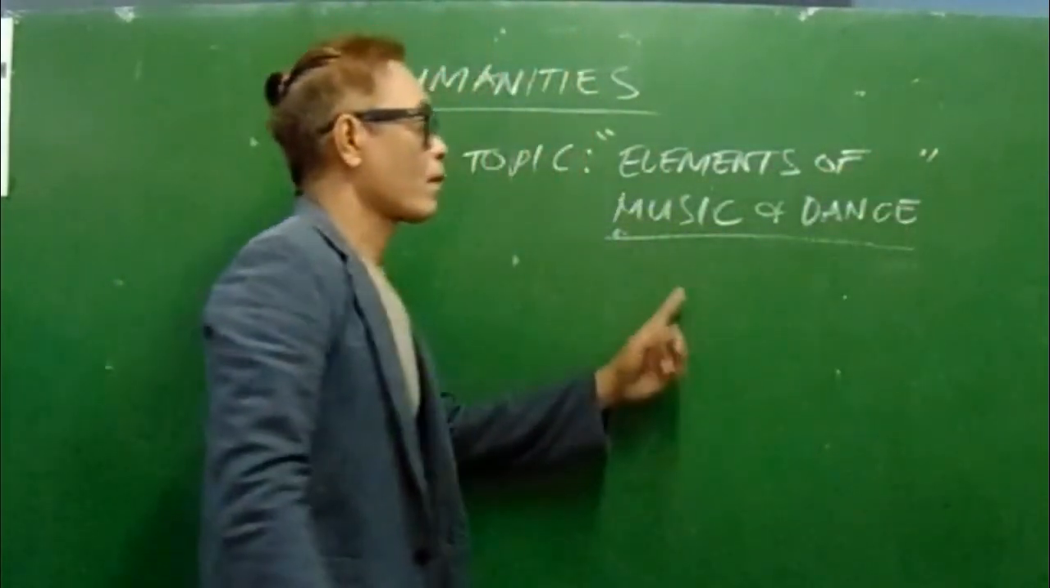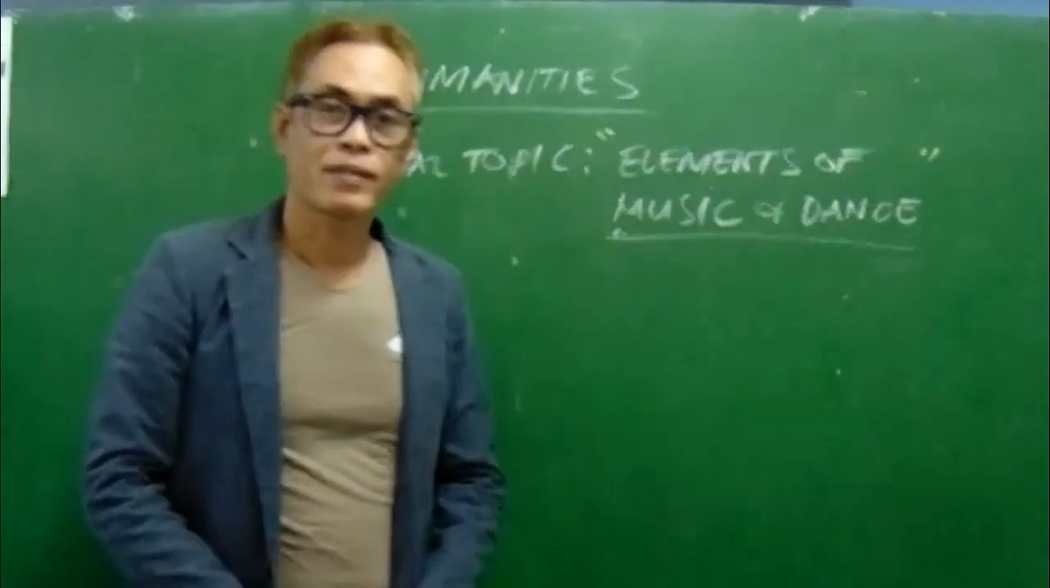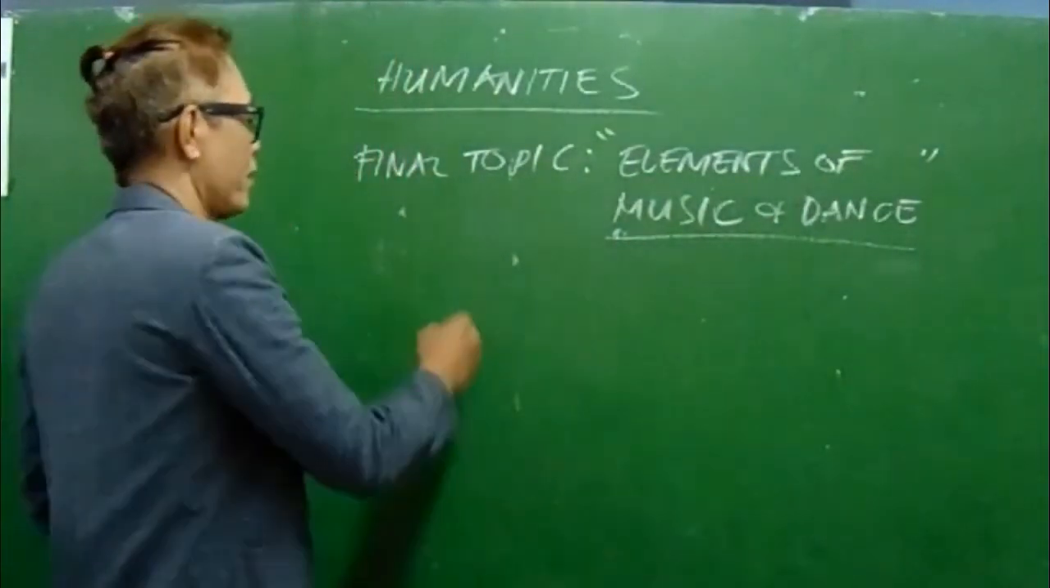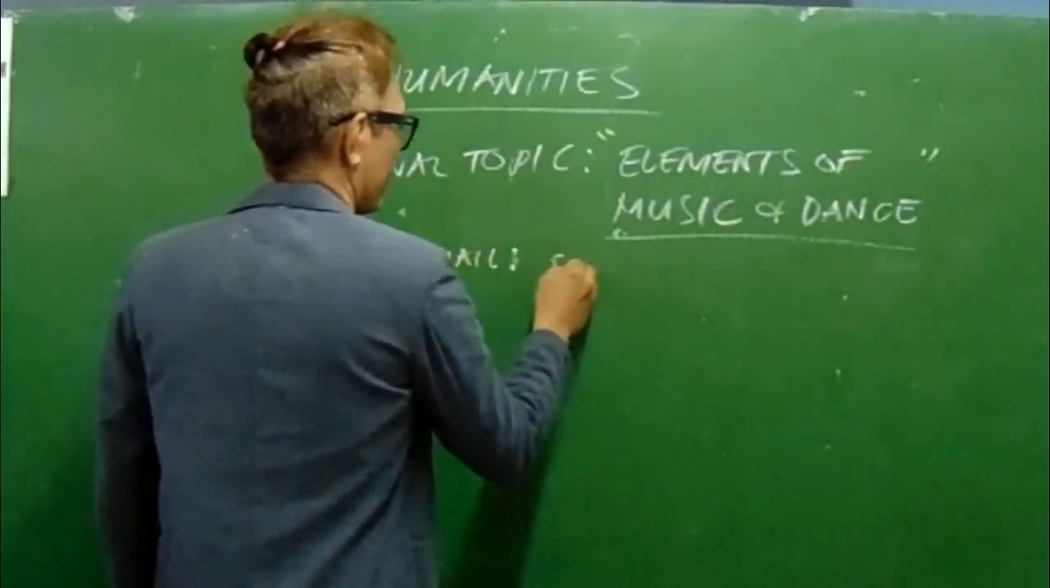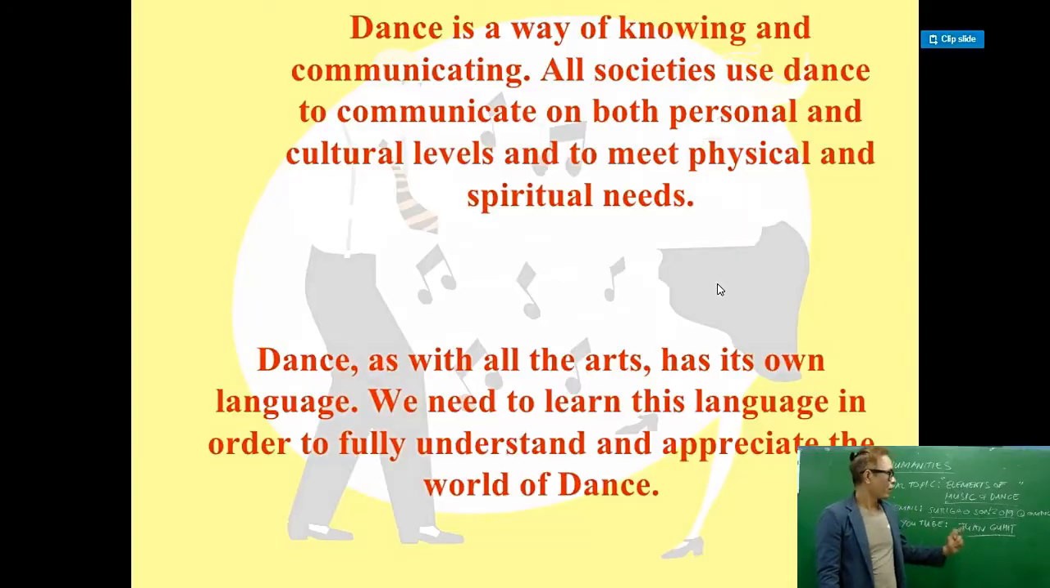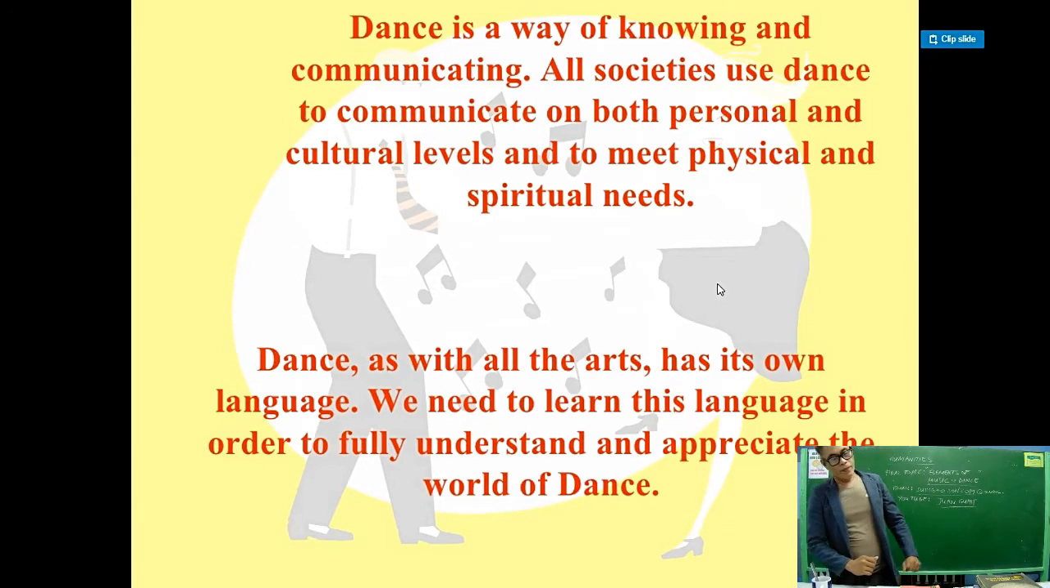Okay, so our today's topic for the finals, this is our last topic. It's about the elements of dance. How many elements of dance do you know? So let us define first what is dance. Dance is the way of knowing and communicating. Your dance move can communicate. Your body is the vehicle. The movement is the medium. Your body movement is the medium when you communicate through your dance steps to the audience.